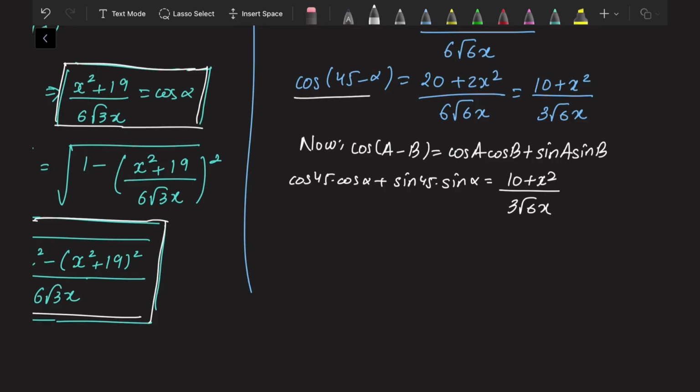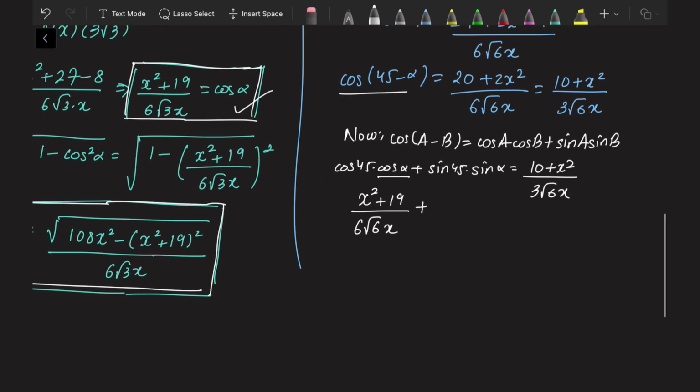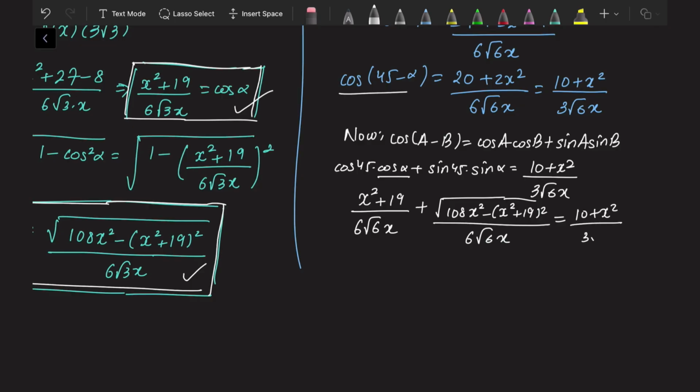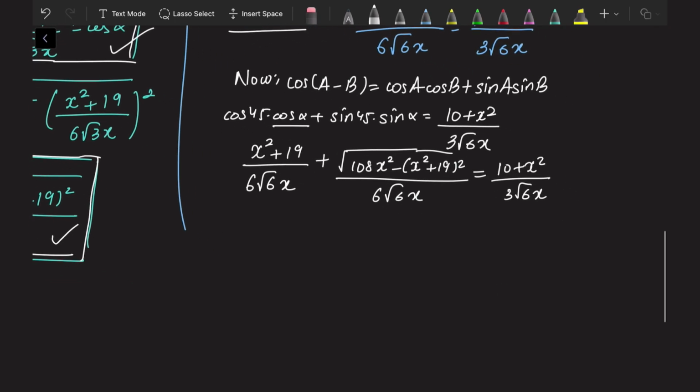Now cos 45 has a value 1 upon square root of 2, and cos alpha was having this particular value. So overall x square plus 19, root 2 will get multiplied in the denominator, hence we will have 6 square root of 6x, plus the value of sin alpha, which was this one. Let us consider that, no problem. Square root of 108x square minus x square plus 19 the whole square, all of this in square root, and in the division we will have a root 2 multiplied. So 6 square root of 6x. And this is equal to 10 plus x square upon 3 square root of 6x.